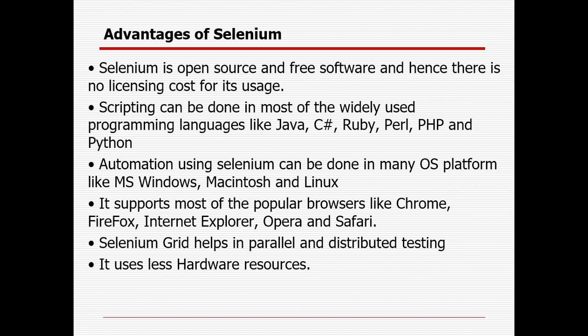Advantages of Selenium. Selenium is open source and free software, hence there is no licensing cost for its usage. Scripting can be done in most of the widely used programming languages: C#, Java, Ruby, Perl, PHP and Python. It can be used on multiple operating systems like MS Windows, Mac and Linux. It supports most popular browsers like Chrome, Firefox, Internet Explorer, Opera and Safari.